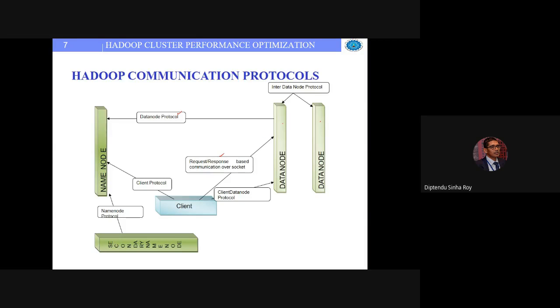That happens. Then in case the name node goes down, there is also a name node protocol through which the secondary name node is updated about all the updates and transactions maintained in the name node. So a replica copy is made of everything.